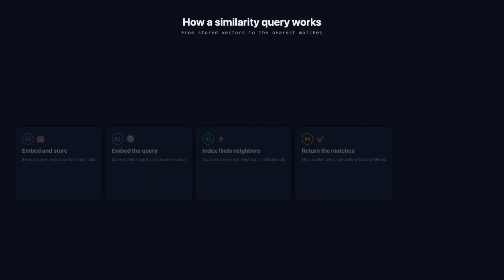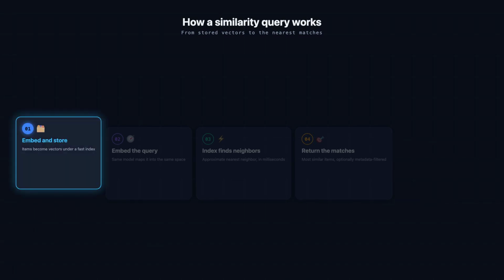So how does a query actually work? Watch the path from stored data to results. First, everything you want to search gets embedded. Text, images, or audio each pass through an embedding model and become vectors. And those vectors are loaded into the database under a specialized index. This is the one-time setup that makes everything after it fast.